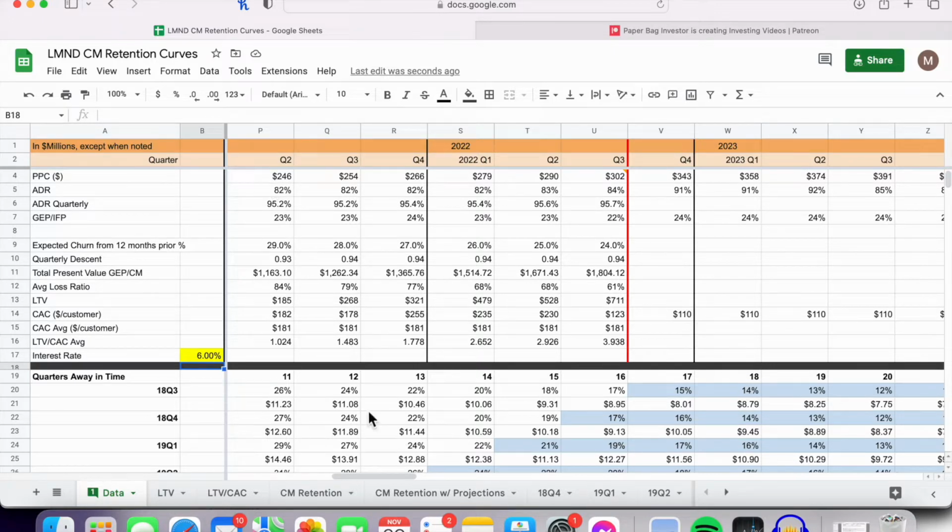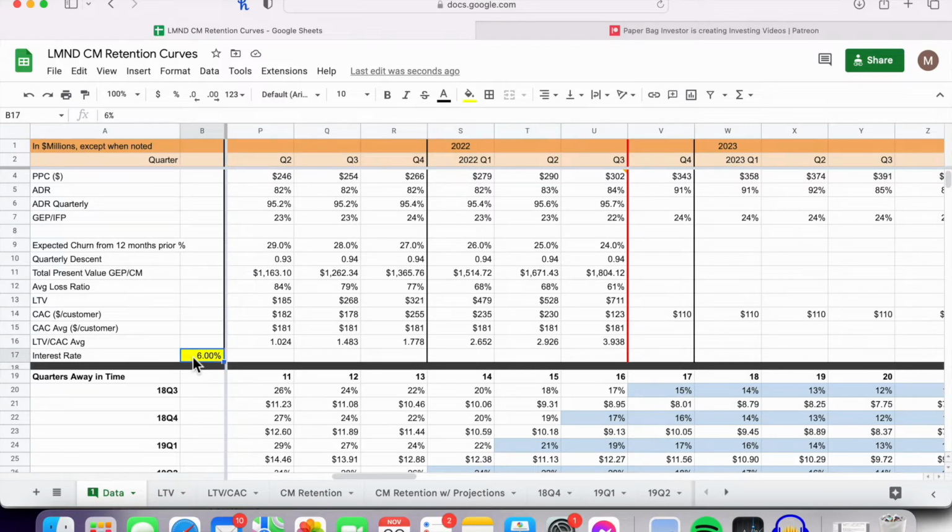I want to show you guys a couple updates for this LMND retention curve spreadsheet. If you didn't see my latest public video, I do walk through this spreadsheet there, but I added a few more enhancements to it if you want to play around with it yourself.